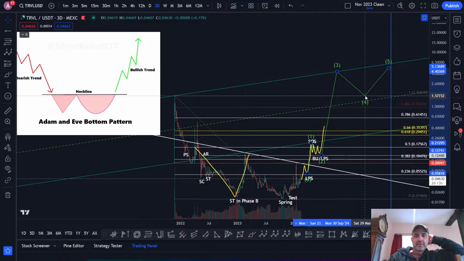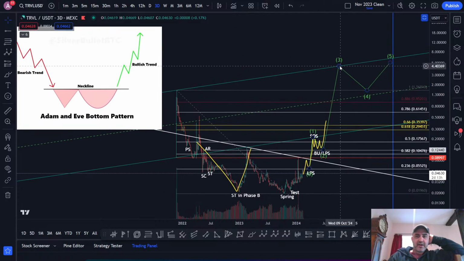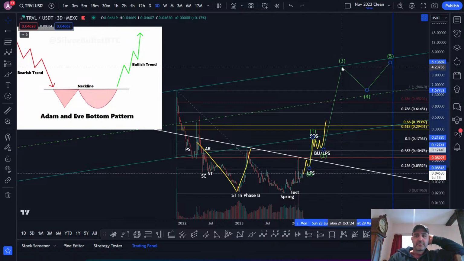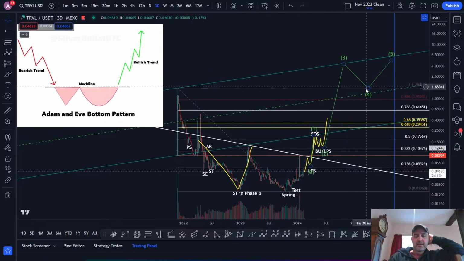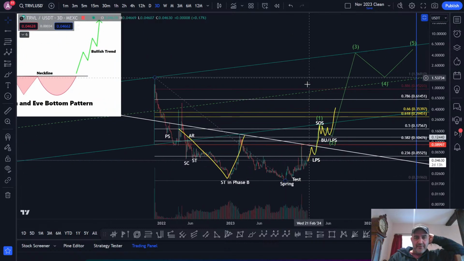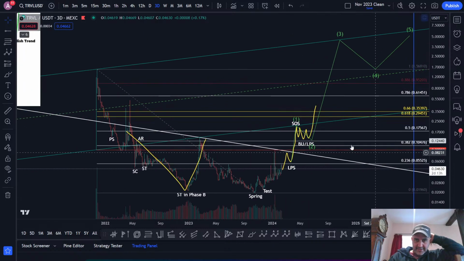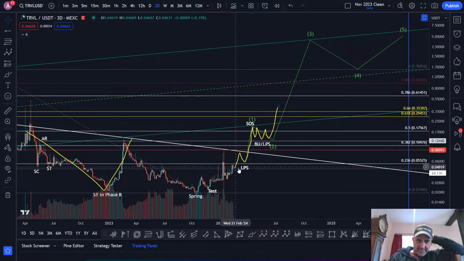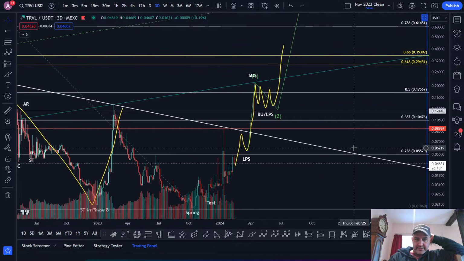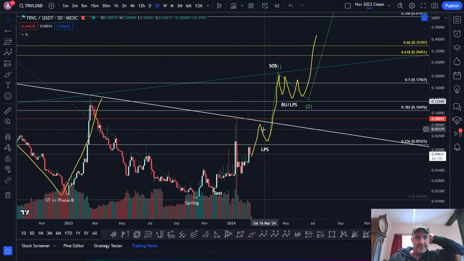I'm not going to complain if we manage to get a wave 3 that pushes up to 4.4 or whatever by September, October time. I would be very happy about that. Actually, I'd be very happy if this small price action plays out the way I've suggested, and our next challenge is to flip this level into support.